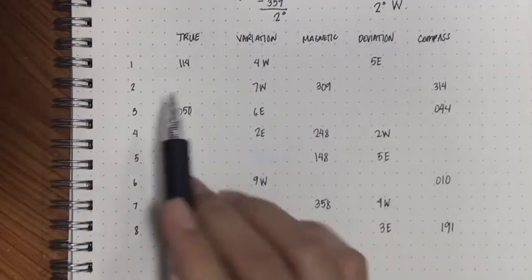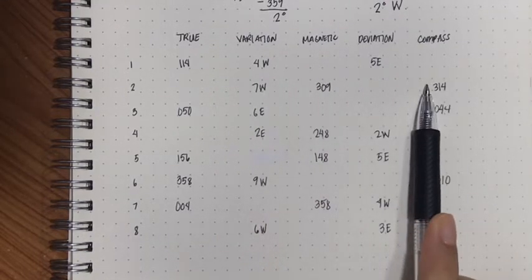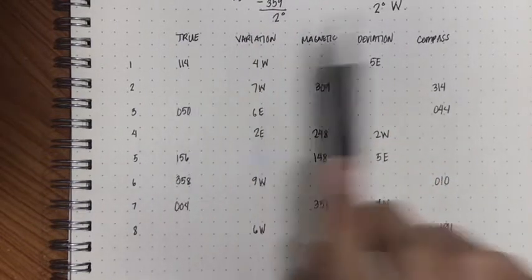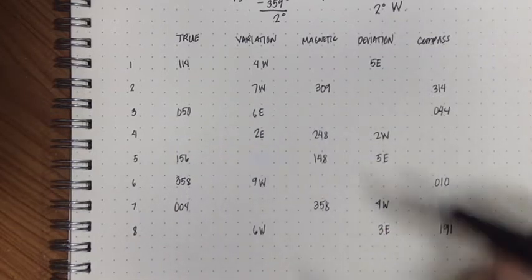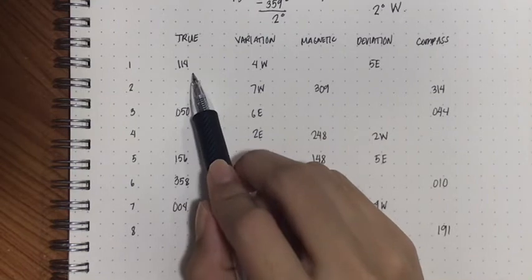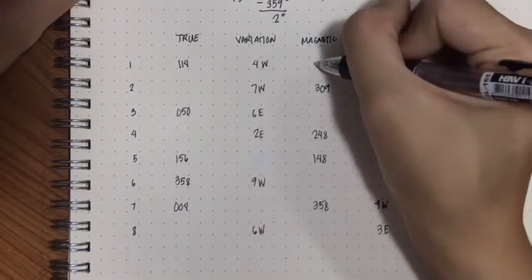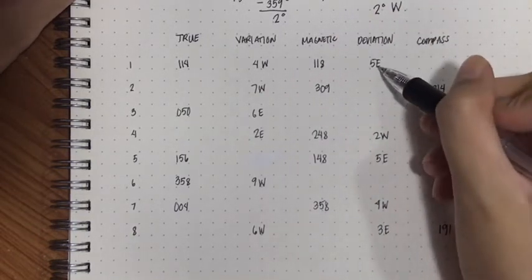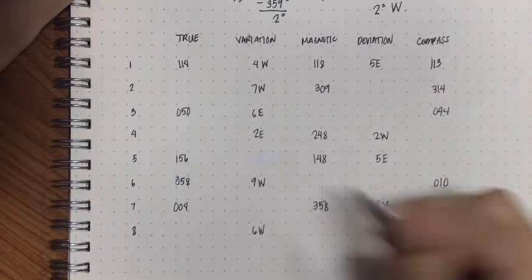So the last part will be completing the table. So we have the true, variation, magnetic, deviation, and compass. Number 1, that is 114 true and 4 degrees west variation. Remember, if it's west, we add it. So 114 plus 4 degrees west, that is 118 magnetic. And the deviation is 5 degrees east, so if it's east, we subtract it. So 118 minus 5, that's 113.